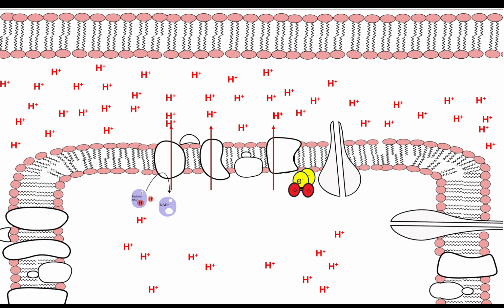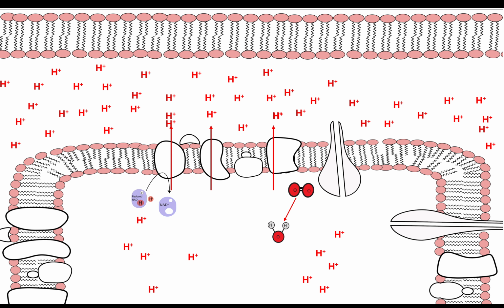Now, oxygen is the last electron acceptor in the ETC, and therefore, because oxygen is the last electron acceptor, the oxygen accepts the electrons and hydrogen ions and can form water. So this is how water is formed as a waste product of respiration.